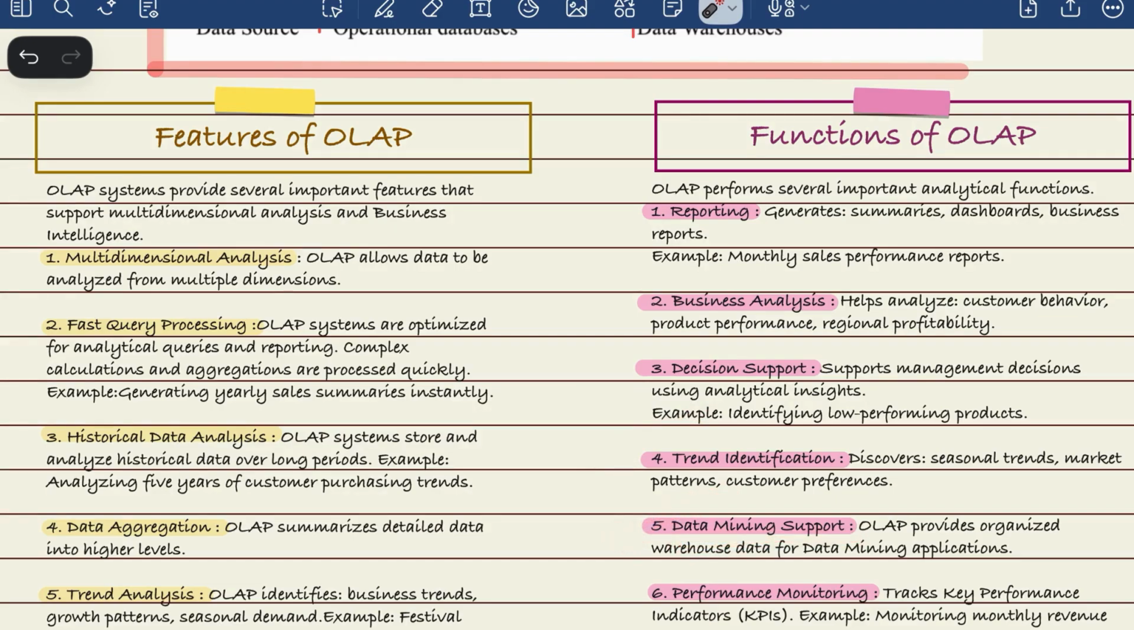Then there is also data mining support in the OLAP system, where we can further organize the data warehouse for data mining applications. And then there is also performance monitoring. Have you ever heard about KPIs, key performance indicators? These are the measures used to analyze how things are performing. For example, if there's a product, there would be KPIs like sales, revenue, profit, and vacancy. All right, so these are the KPIs. These are the measures which I use to see how my product is performing out in the market.